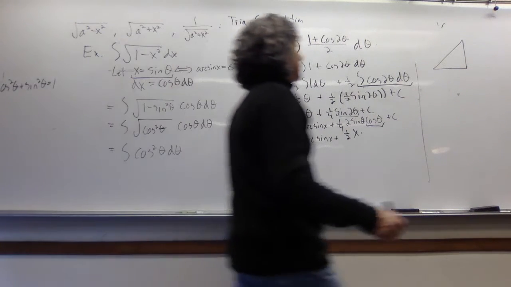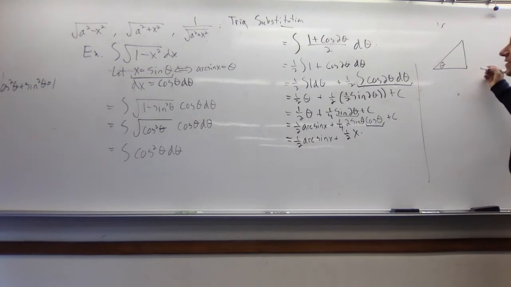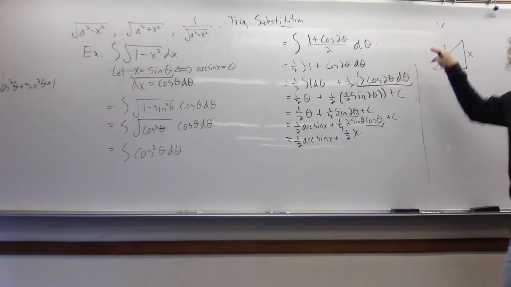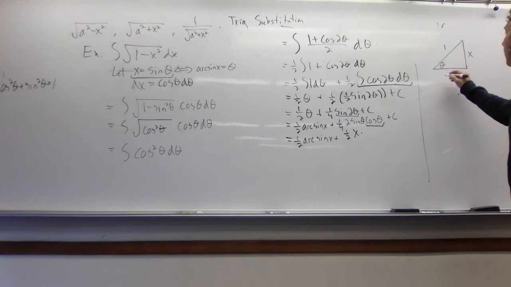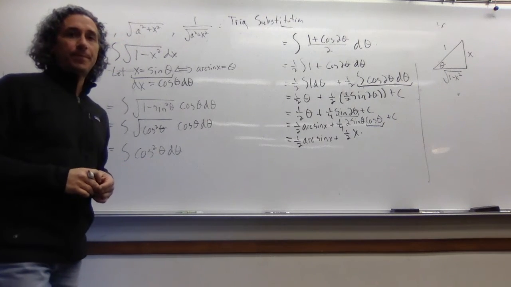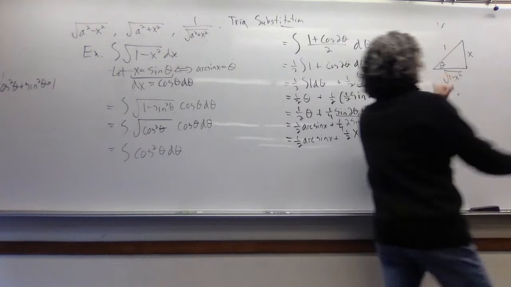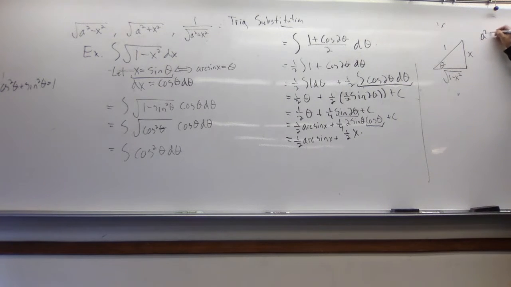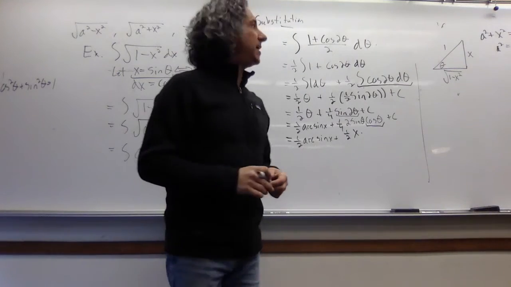So in other words, I'm told that sine of theta, which is opposite over hypotenuse, is x, aka x over 1. But if this is x and that's 1, then by the Pythagorean theorem, that side is going to be the square root of 1 minus x squared. That's because this side squared, if I call that a, plus this side squared is equal to that side squared. So a squared is 1 minus x squared, and we get that that side is the square root of 1 minus x squared.